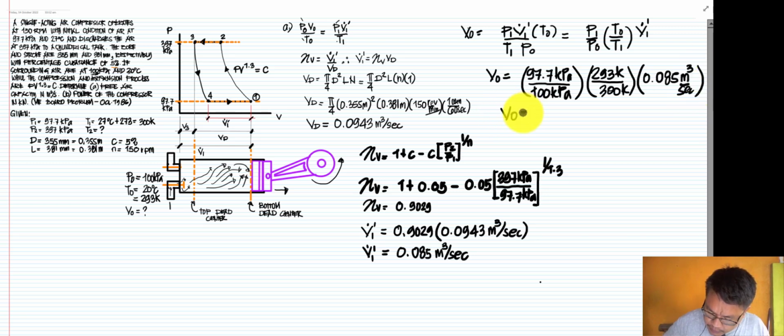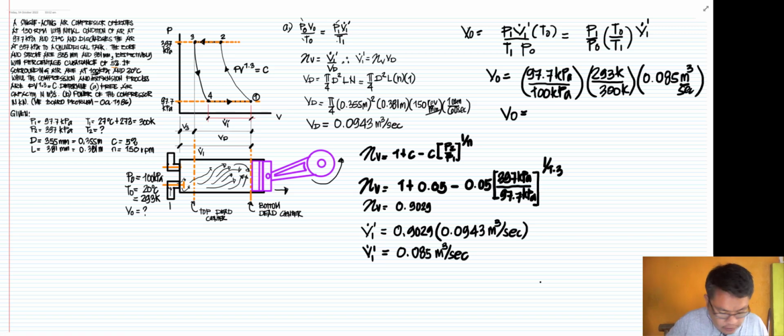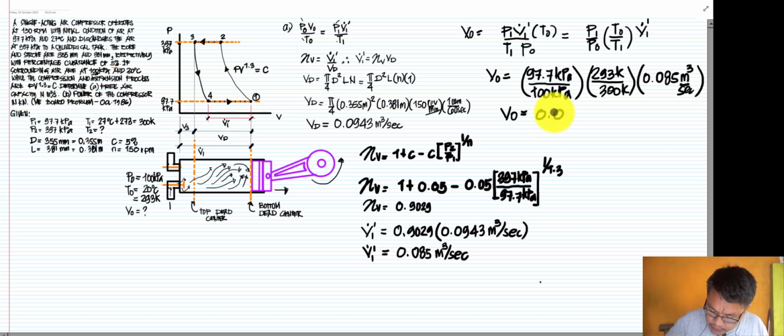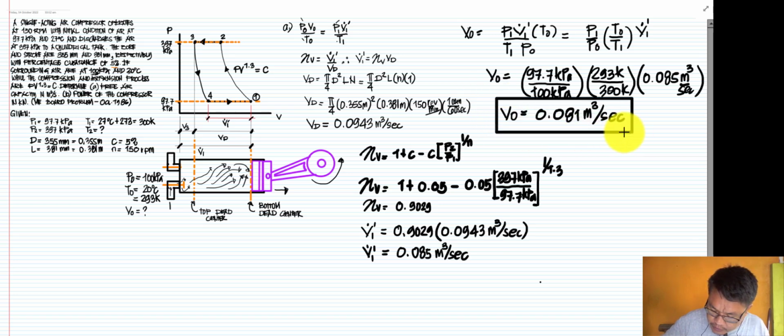So finally we have the value of V sub 0, or your volume of free air before entering the compressor. So this is 0.081 cubic meter per second. So let's try to box this answer. So boxing this one, we have your answer for letter A.